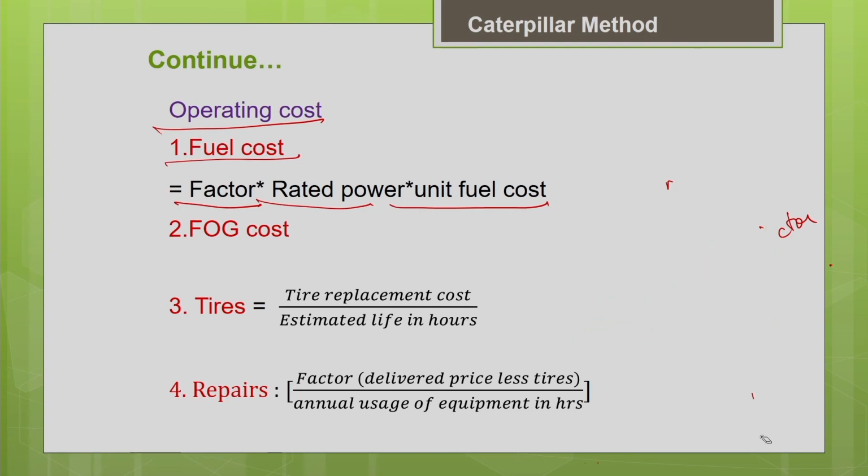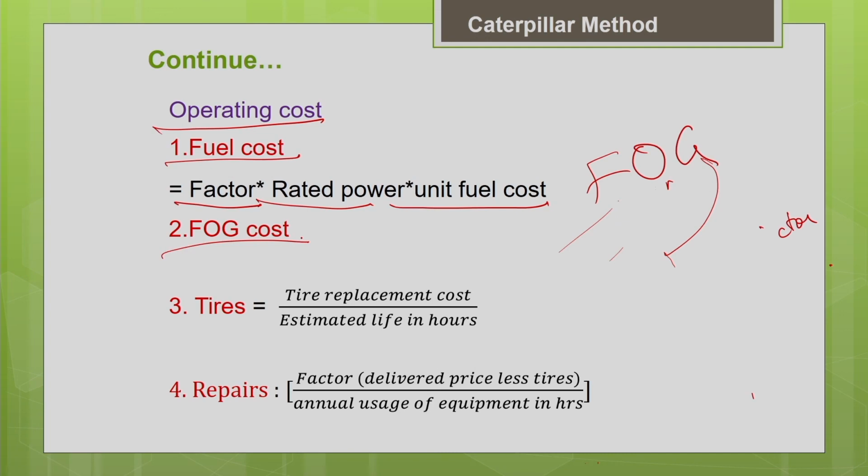And another important thing is FOG. FOG is nothing but filter, oil, grease. These are also consumables which are consumed during the equipment operation. If you look into the Caterpillar Performance Handbook, you can see the hourly consumption of filters, lubricating oil and grease available for different equipment models and different operating conditions. Directly you can take it, multiply it by the unit cost, and you will get the FOG cost.